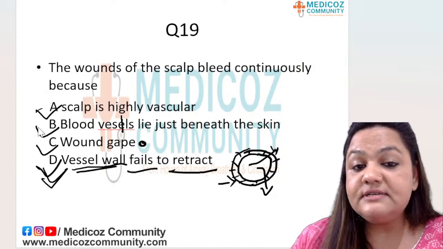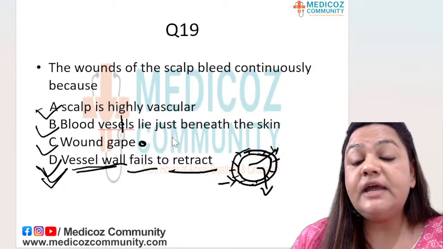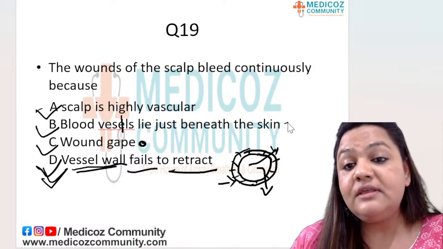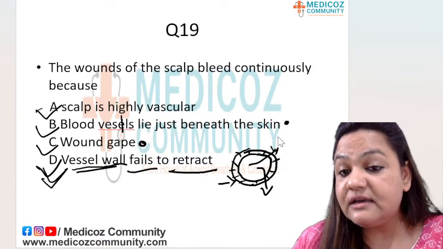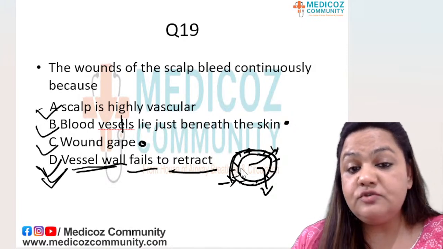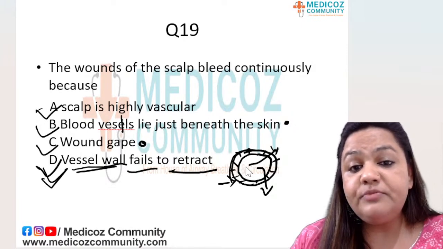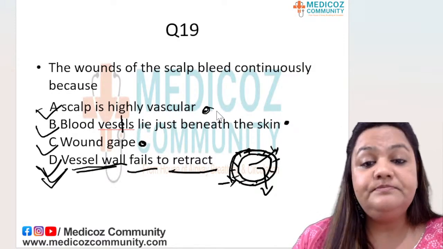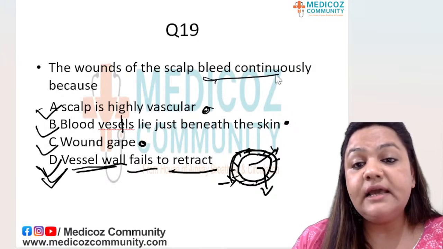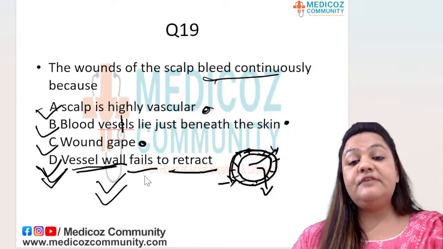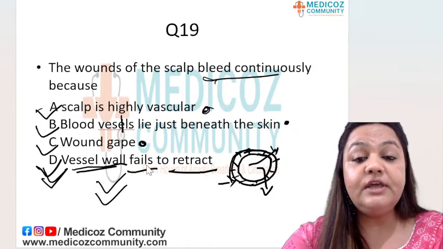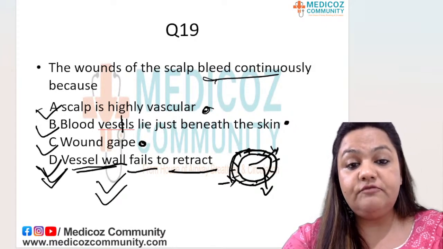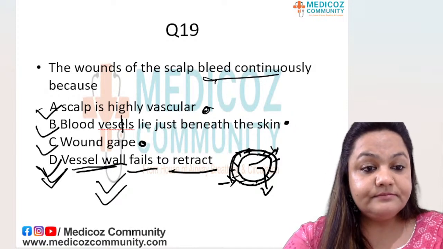Wound gap is not the reason here, because the wound gap is related to the galea aponeurotica layer. Blood vessels lying just beneath the skin cannot be the reason either. If the blood vessels were present beneath the skin and their wall was free, there would be chances we could stop the bleeding by applying pressure. Then, the scalp is highly vascular, but that is not the reason for this continuous bleeding. So what is the reason? The wall of the blood vessels fails to retract because they are adherent to the surrounding connective tissue, and that second layer has a dense amount of connective tissue. This is the answer here.